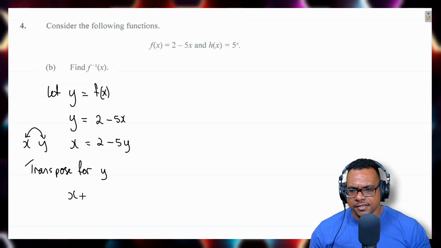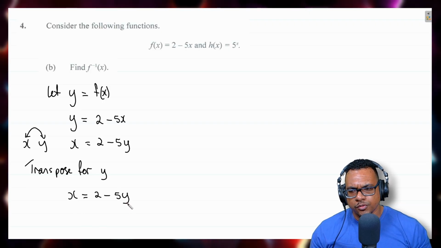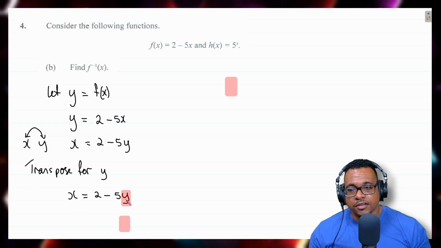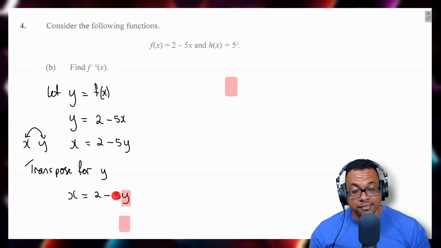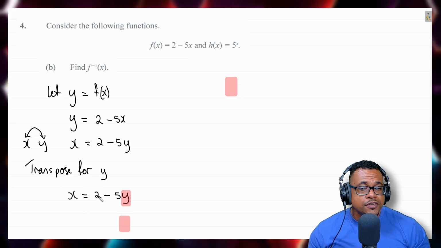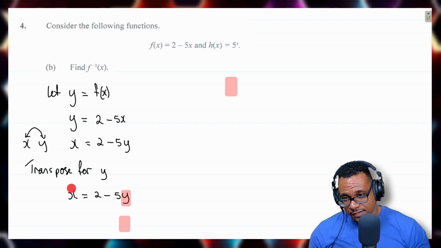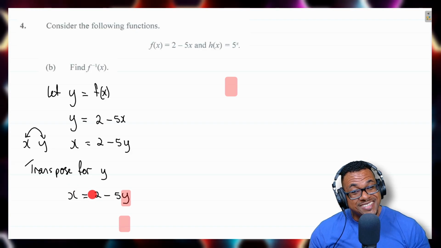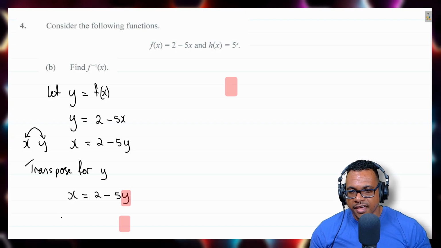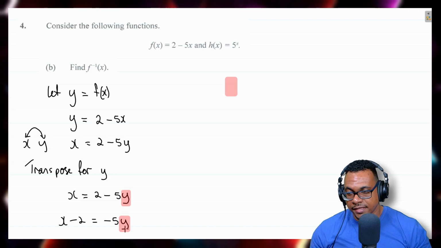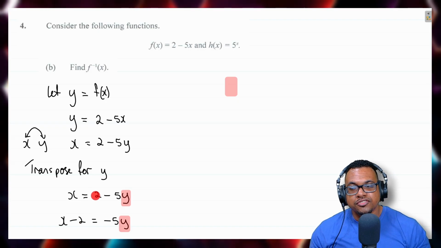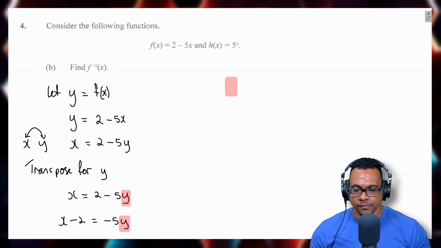So I'm just going to write back x is equal to 2 take away 5y. Transposing for y means we want this y by itself. So I have to transfer the 2 and this negative 5 across the equal sign. First we're going to start with the positive 2. When we transfer this positive 2 across the equal sign, the sign in front will change from positive to negative. So I'm going to have x take away 2 is equal to negative 5y. So you see, from positive 2 to negative 2, the 2 was transferred across the equal sign.